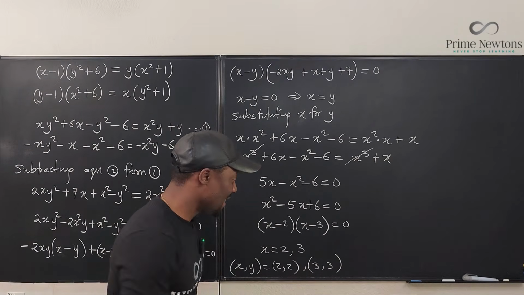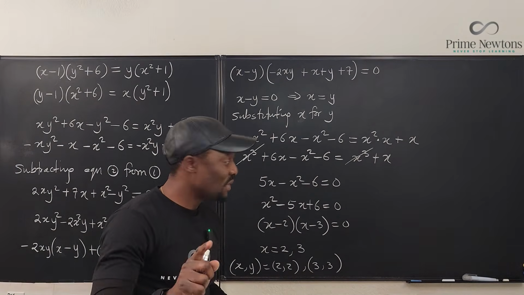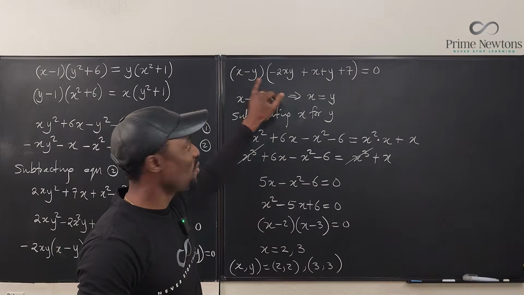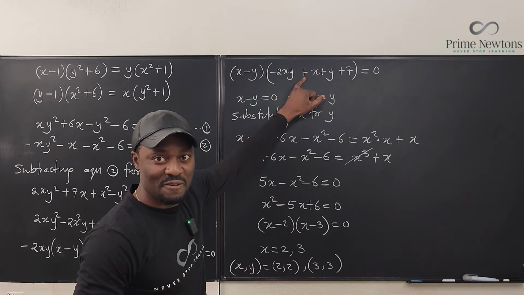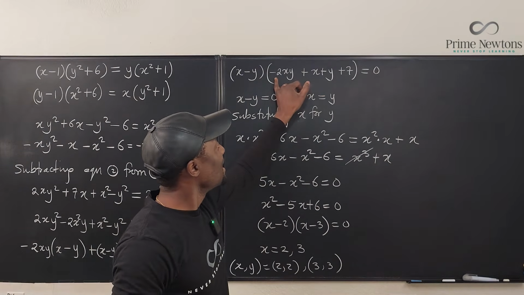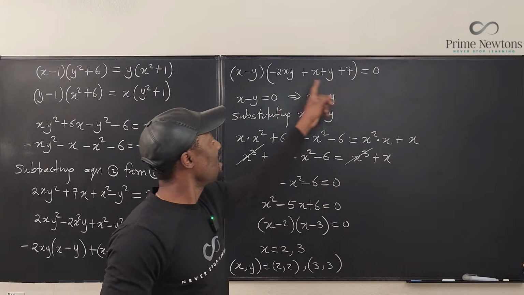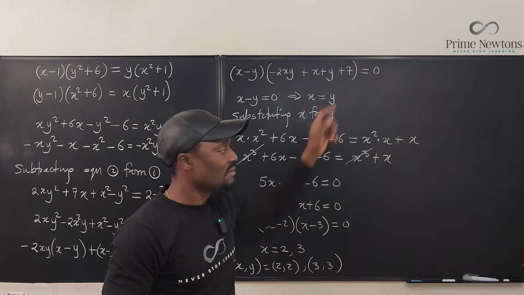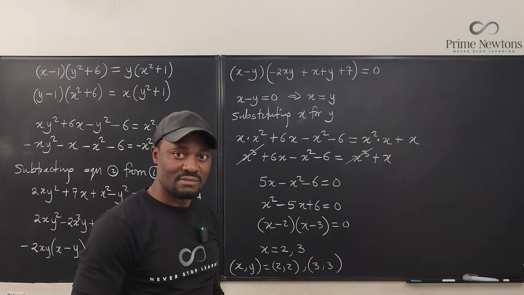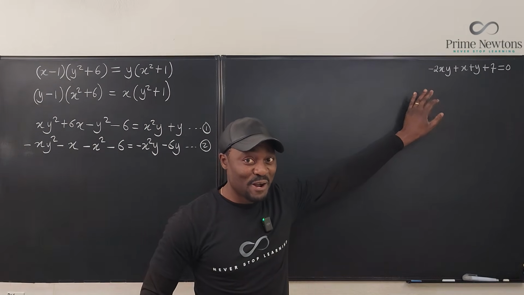Remember, I know that these are not the only solutions because we've only used this part. We have not even touched this part. There is still another set of pairs of numbers that will satisfy this, which we haven't discovered. Okay, let's go find them. I have set this one aside. We're going to come back to it.